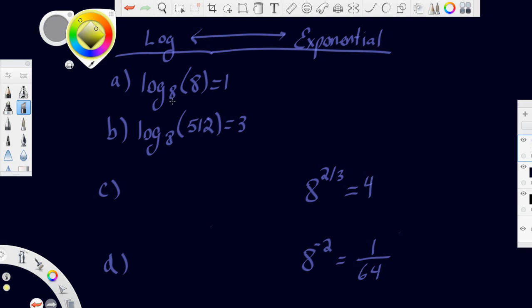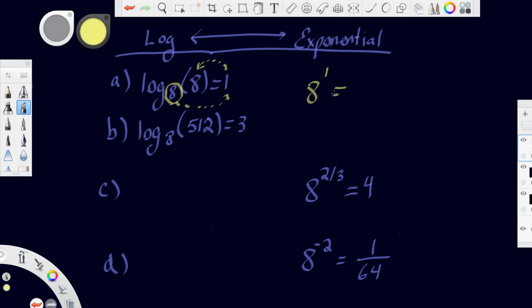Now, if we want to rewrite these as exponents, we're going to start at the base, work our way around the equal sign, and then back into the hive. So that's going to be 8 raised to the first power equals 8. On this one, we're going to have 8 raised to the third power equals 512.